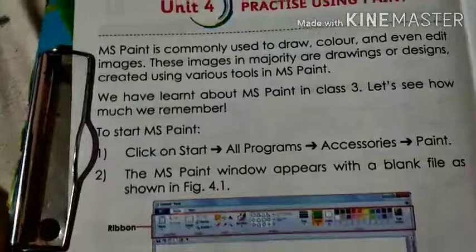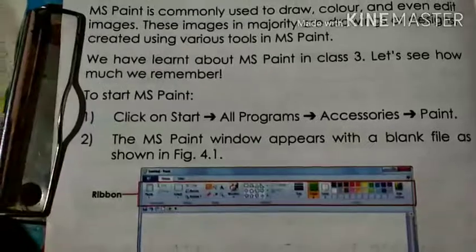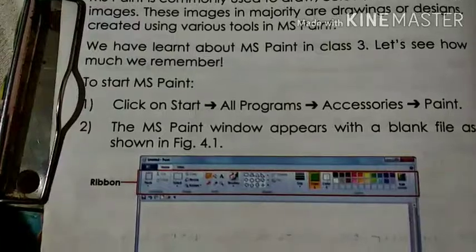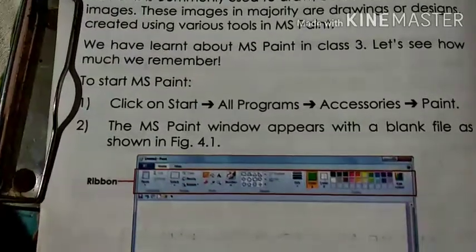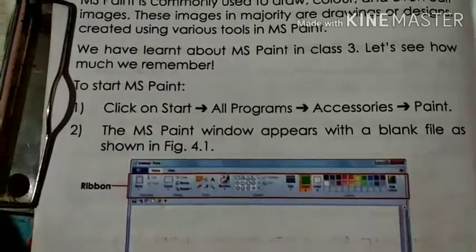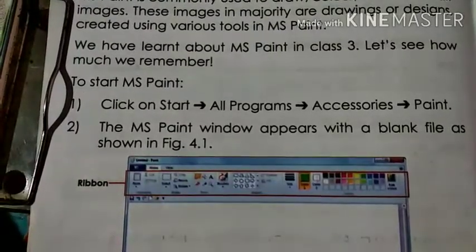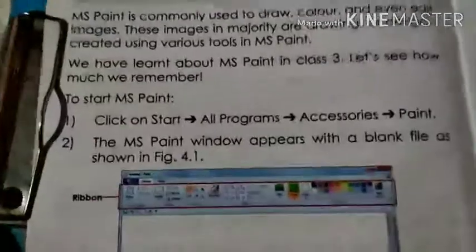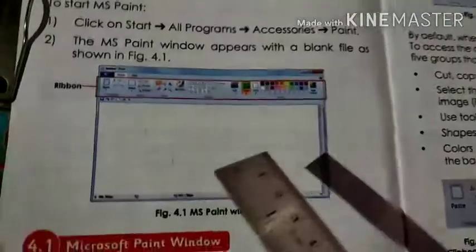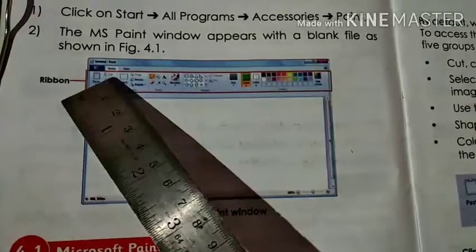As I told you students, we learned some basic things of MS Paint last year only. So what is the path to start MS Paint? First, click on the start button, all programs, accessories, paint. Okay, repeat after me. Click on start, all programs, accessories, paint. After clicking on paint, this blank screen or blank file appears on the screen. Okay, so that we have learned last year.